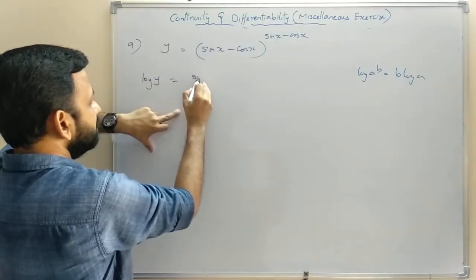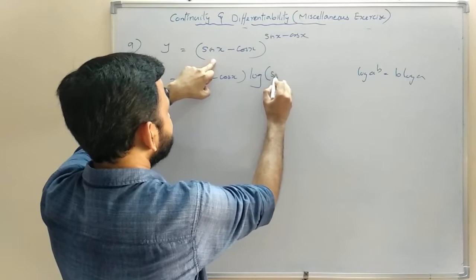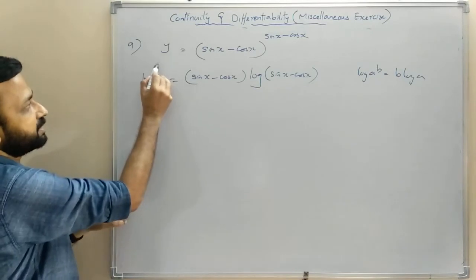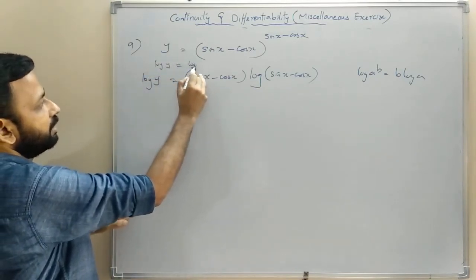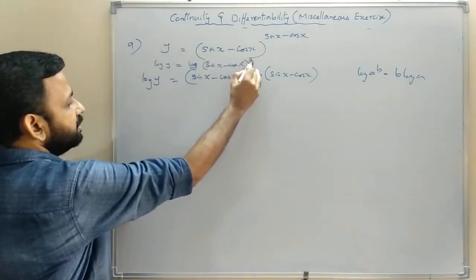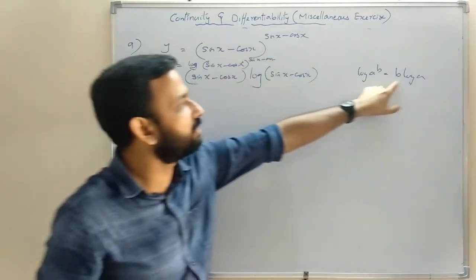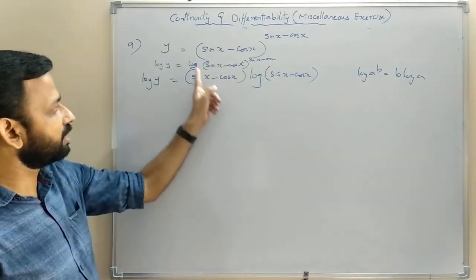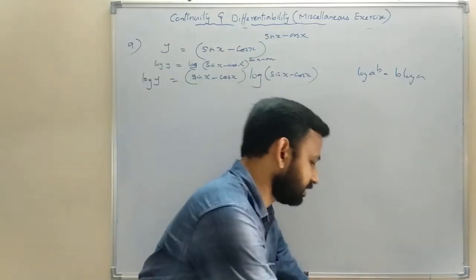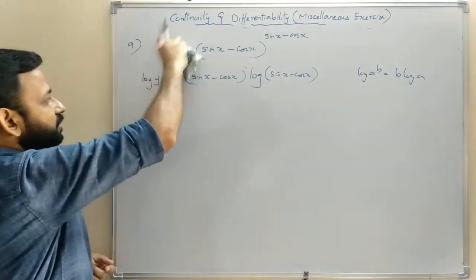So we will write sin x minus cos x into log in bracket sin x minus cos x. Actually, when we write the logarithm, one more step is there: log y is equal to log of sin x minus cos x raised to the power sin x minus cos x. When we take log on both sides, log a raised to b equals b log a, so that is sin x minus cos x into log sin x minus cos x. That's the same expression, so there is no need to write all the steps. We can skip that step. So we got this expression.